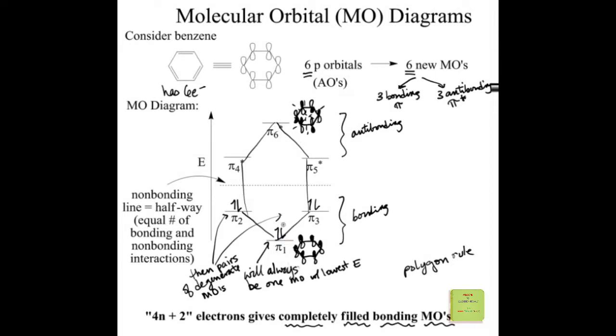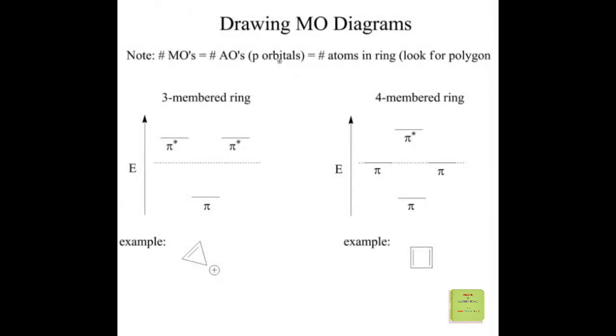That's because if it's a 6-membered ring and every atom has a p orbital, then you have the same number of p orbitals and you'll have that same number of MOs. So you'll always have the same number of points here that you had in your original system. Okay, so let's see if we can try some new ones. How about a 3-membered ring?